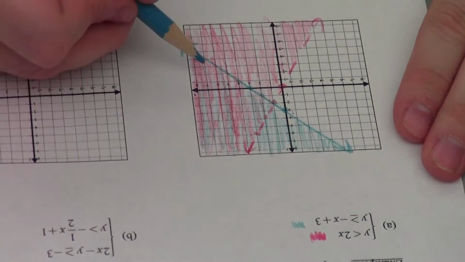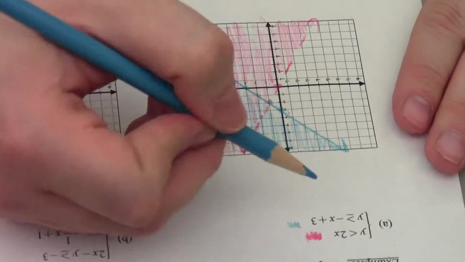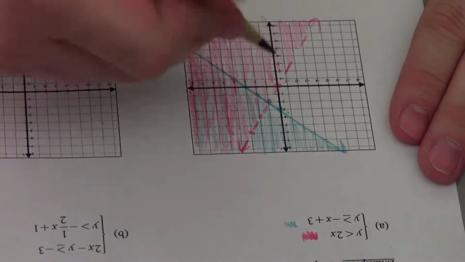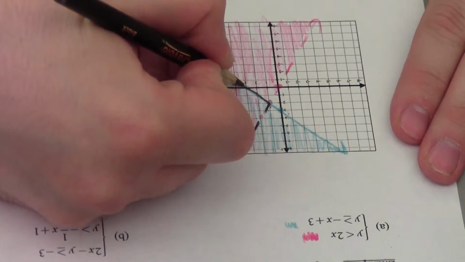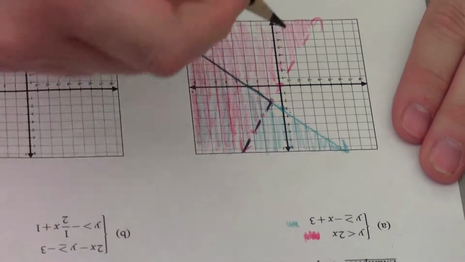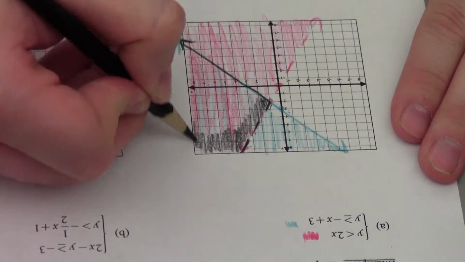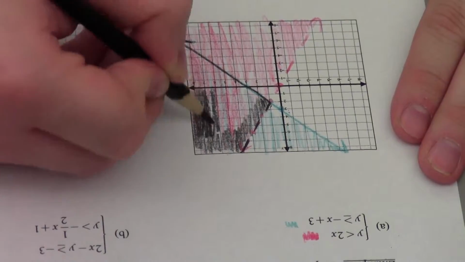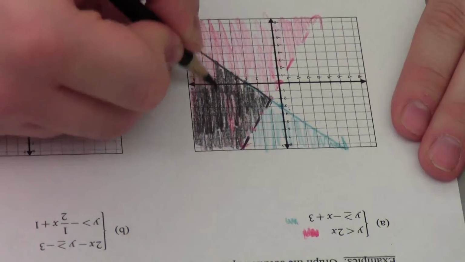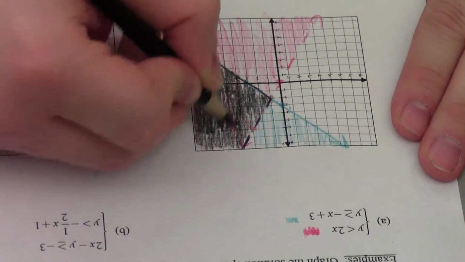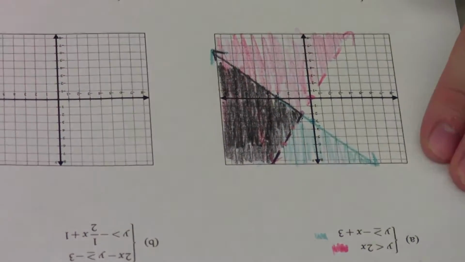And all the points in the overlap, in the region that's red and blue, are solutions to this system of inequalities. I'm going to outline this region. I have a dashed line on this boundary and a solid line on this boundary. And then I'm just going to darken it in. You need to make it very clear to me what is the final answer. I don't really just want to see overlapping colors. I want the final region really darkened in. And that's our solution. All the points here will make both inequalities true if you were to plug them in.